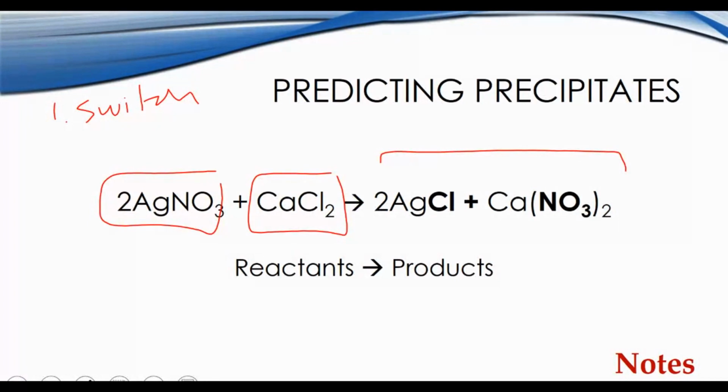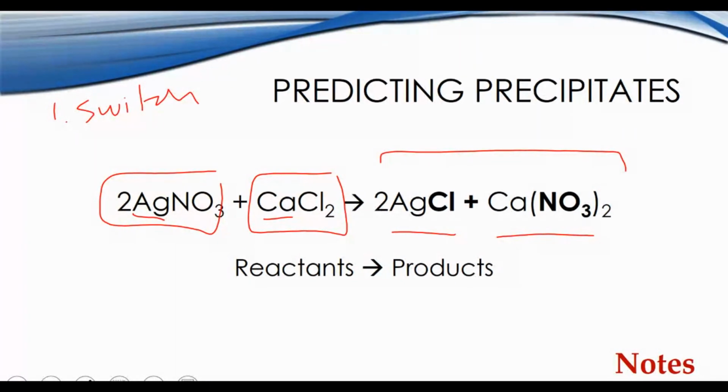Because we know that the cations will switch places, where it used to be silver nitrate, it will now be calcium nitrate. And where it used to be calcium chloride, it will now be silver chloride. So that's what we have, okay? Now, of course, there are more subscripts and more coefficients because it's a balanced chemical equation. And like I said, it's extremely important that our equations are always balanced.